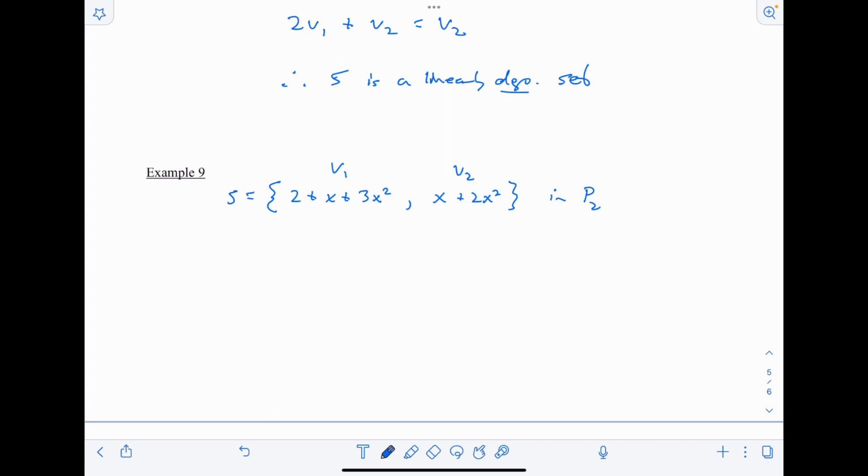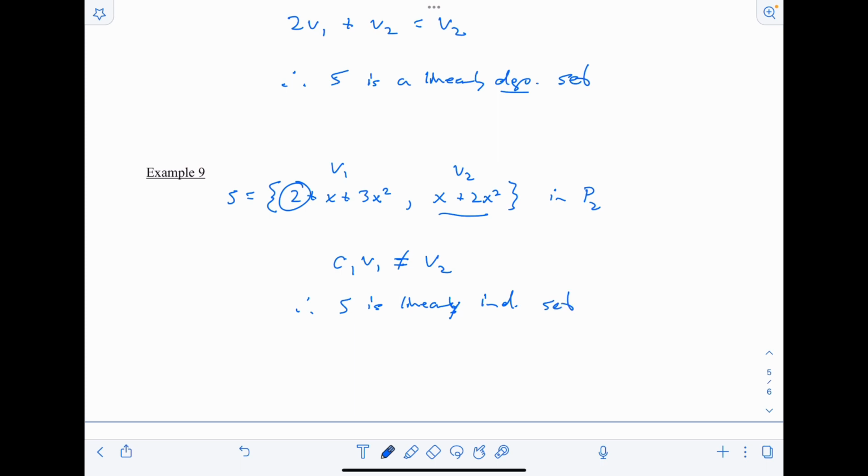I'm completely missing a constant in V2, and so there's no way I'm going to get a 2 by multiplying V2 by a scalar. The only way, obviously, to lose the 2 in V1 to make V2 is if I multiply by 0, but then I have the 0 vector, which clearly isn't V2. So in this case, there's no way I can get C1 V1 to equal V2 or vice versa, right? So in this case, S is a linearly independent set. Okay?